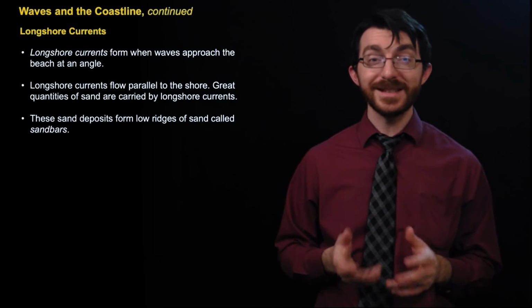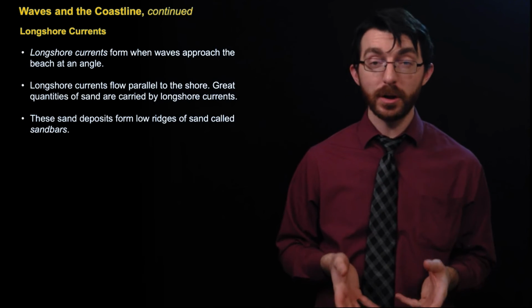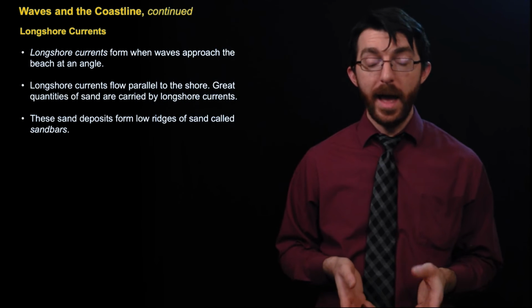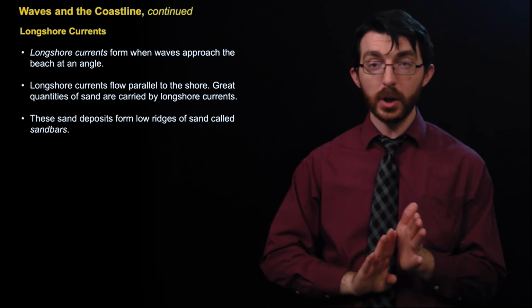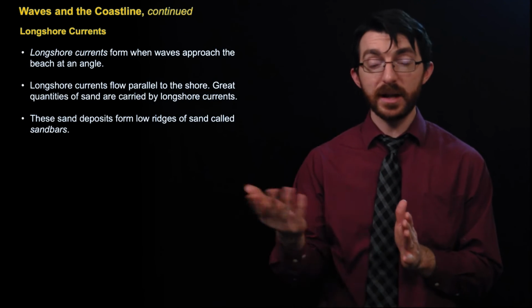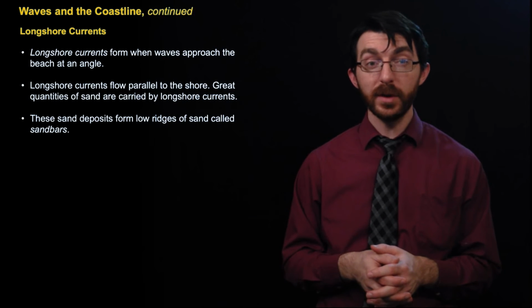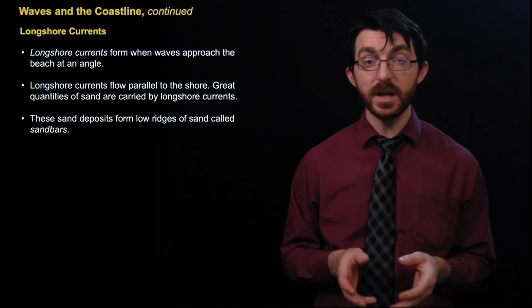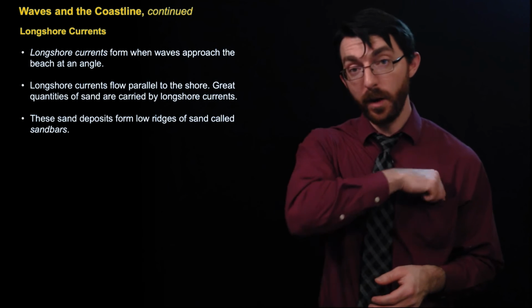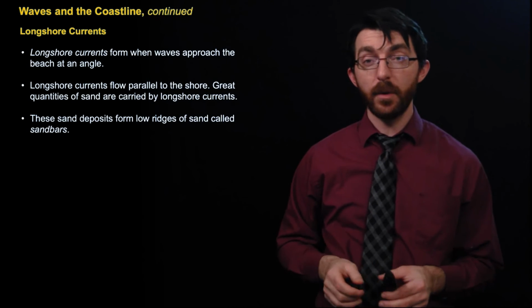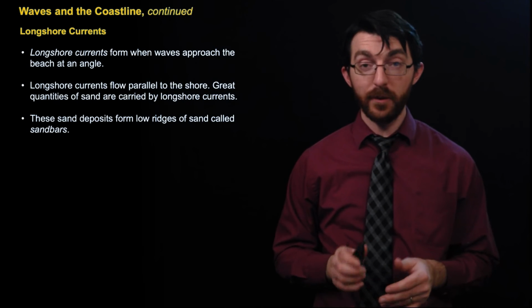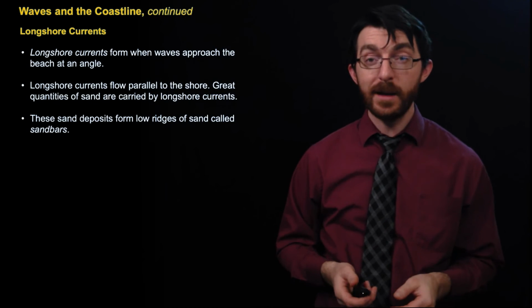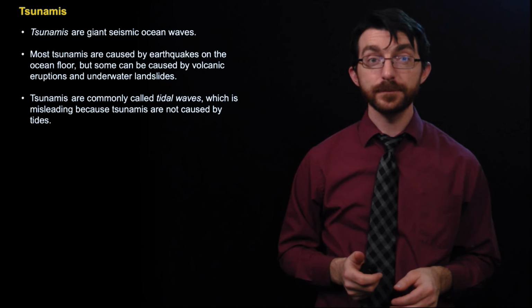Great quantities of sand are actually carried by longshore currents. As the current is moving along the coast, it erodes just like the bank of a river, and it can move a lot of sand. So these sand deposits form low ridges of sand called sandbars. Sandbars are caused by a current of water moving along the coast and moving sand along with it.